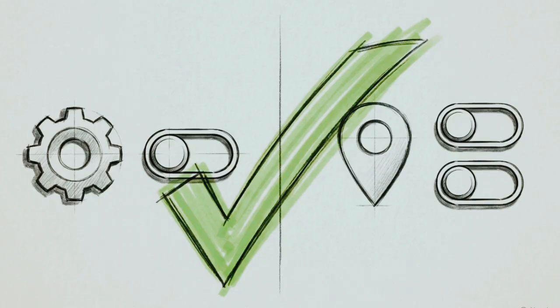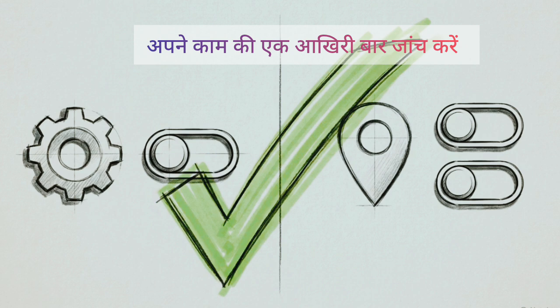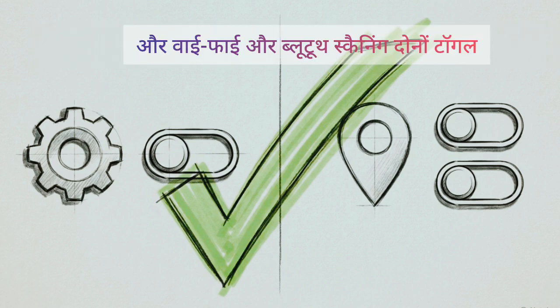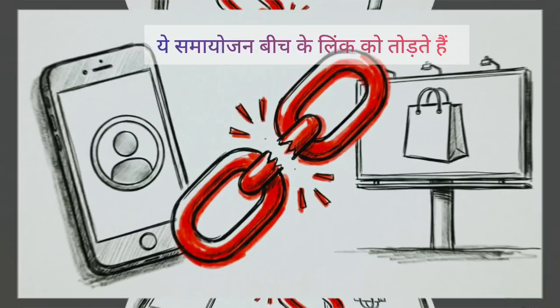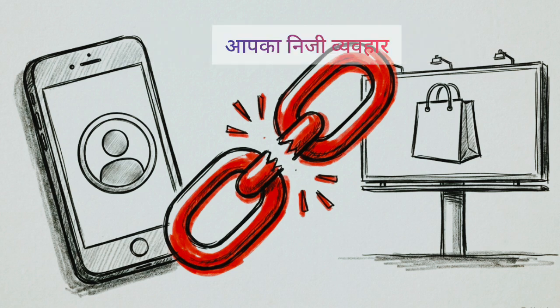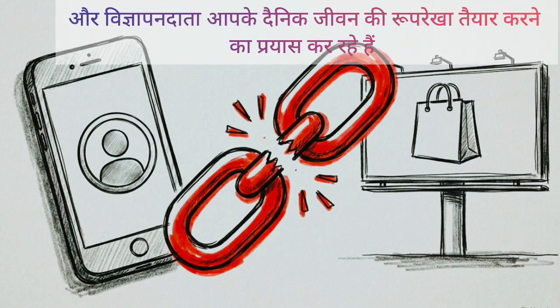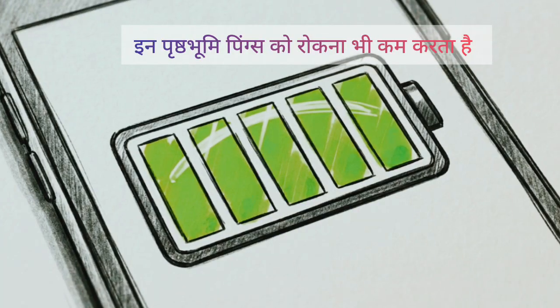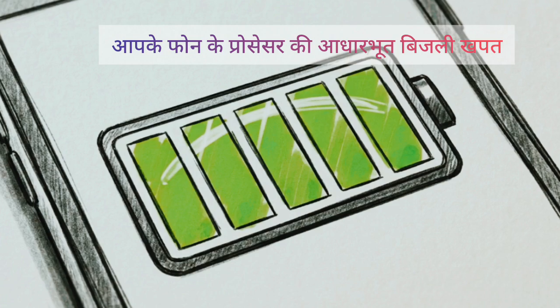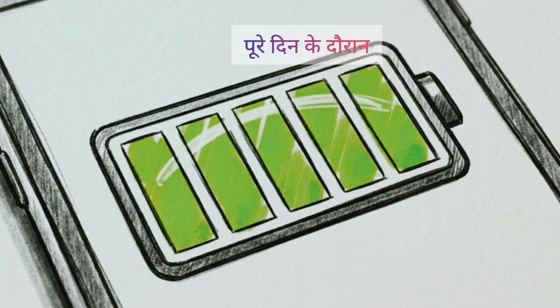Check your work one last time. Ensure Personalized Ads is marked as paused, and both Wi-Fi and Bluetooth scanning toggles are visibly grayed out. These adjustments break the link between your private behavior and the advertisers attempting to profile your daily life. Stopping these background pings also lowers the baseline power consumption of your phone's processor throughout the day.